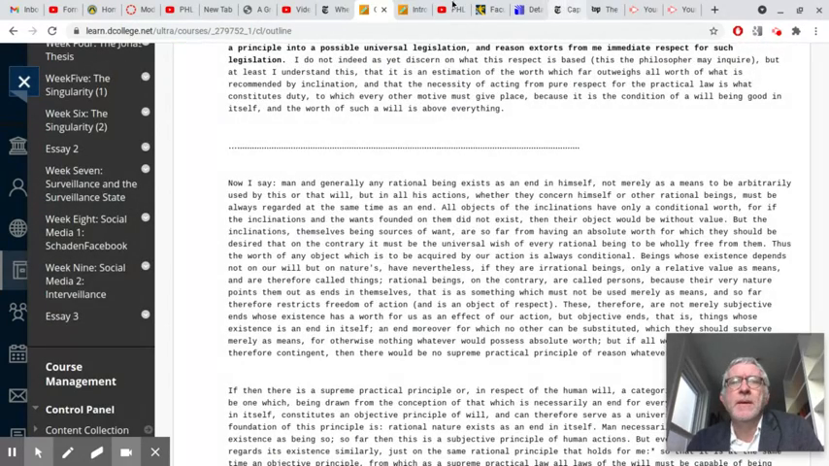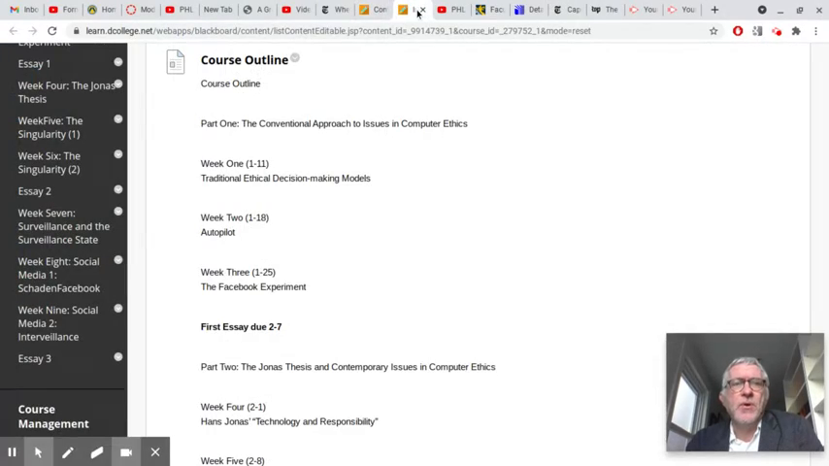Of course, if we put it into the larger picture of the course, part 1 is called the conventional approach to issues in computer ethics. And the idea is, well, there are moral theories that suggest how we should sort out ethical problems, how we might approach ethical issues. And then we're going to look at a couple of ethical issues in computer ethics, the problem of autopilot and the ethics of what I'm calling the Facebook experiment from several years ago. And sort of seeing, okay, well, how would we sort these things out using utilitarianism or Kantianism, these problems or these issues?